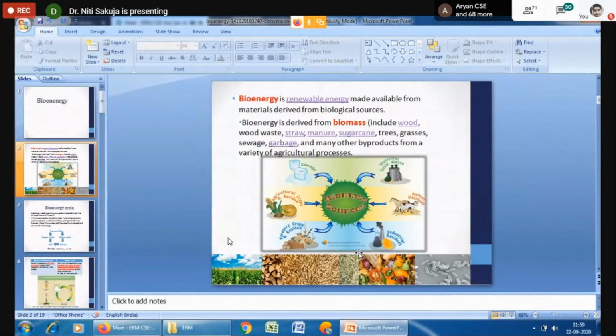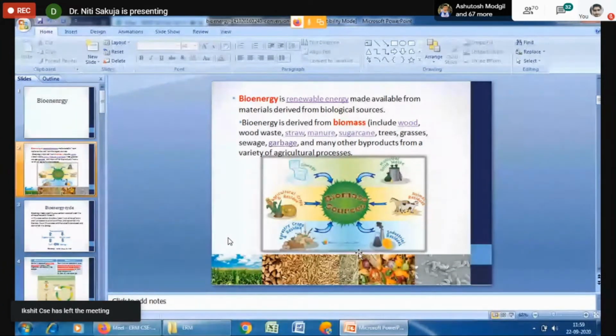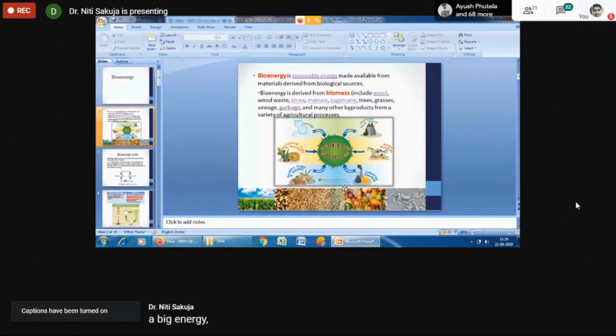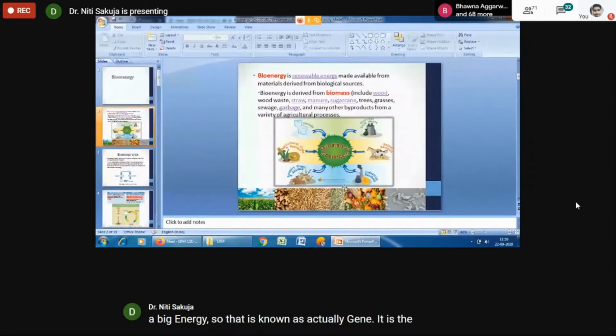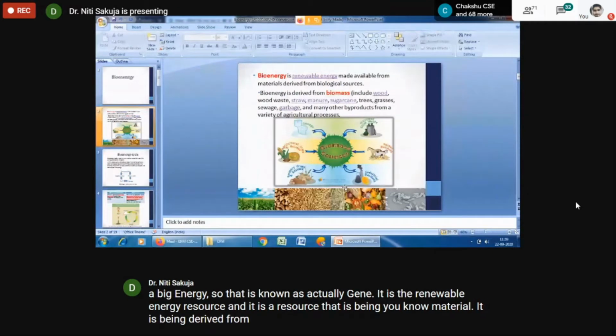It is the waste from what we eat and leave. That is fed into a big hole and ground, and it is converted into methane by bacteria, and that methane is used as a source of energy. That is known as bioenergy, and it is a renewable energy resource that is derived from materials from biological sources.